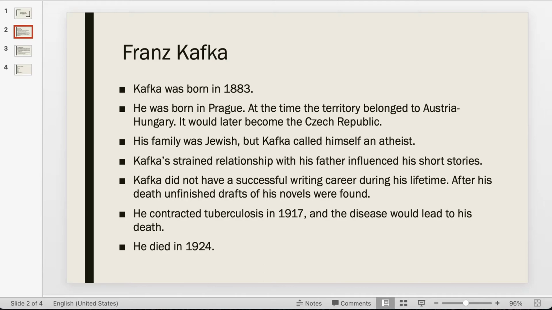Kafka's strained relationship with his father influenced a lot of his short stories. He wrote a lot of stories where he has a main character who's trying to deal with a kind of broken relationship with a parent, usually a father. In real life, Kafka did try to fix his relationship with his father, but it was somewhat unsuccessful.